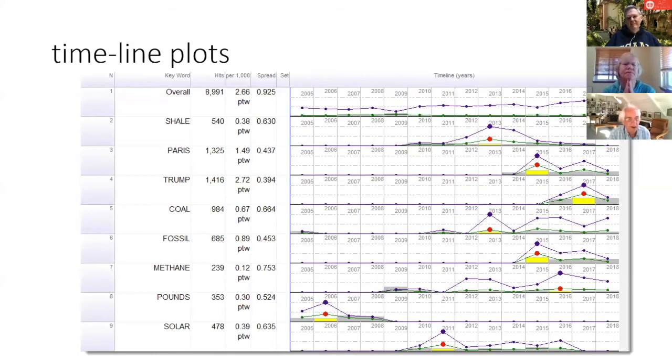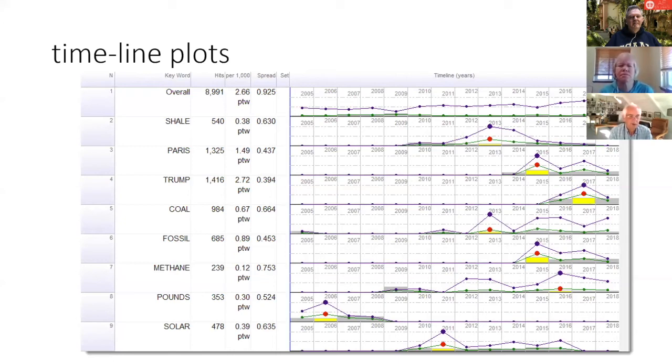Here is a timeline that's been made using this data. We get an overall picture. The first line gives a picture overall of the number of hits and the amount of text data. The purple line shows you something about the amount of wording that there is, and it goes up. There's more data towards the end of the time, and the green line is to do with the actual hits of how many occurrences of shale or Paris or Trump or coal.